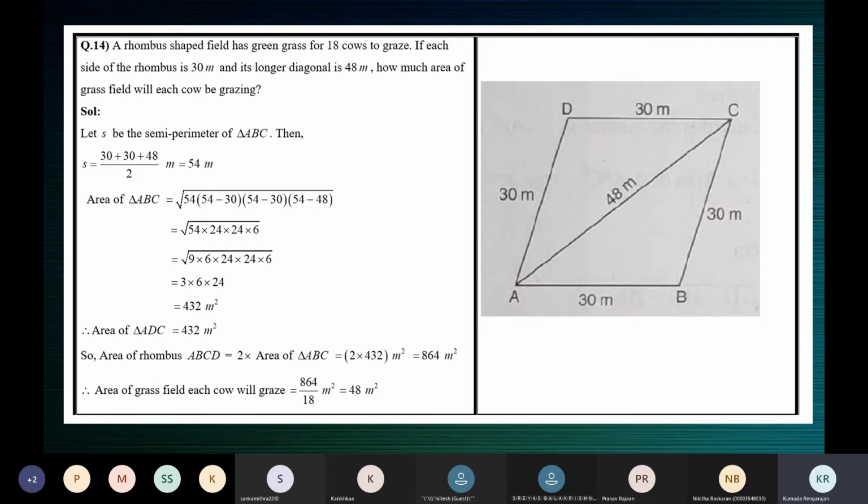The length of the diagonal is given. So we have two triangles with the same parameters, 30, 30, 48. Find the area of one triangle using Heron's formula, double it to get the area of the rhombus. Divide by 18 to get the share of grass for each cow.